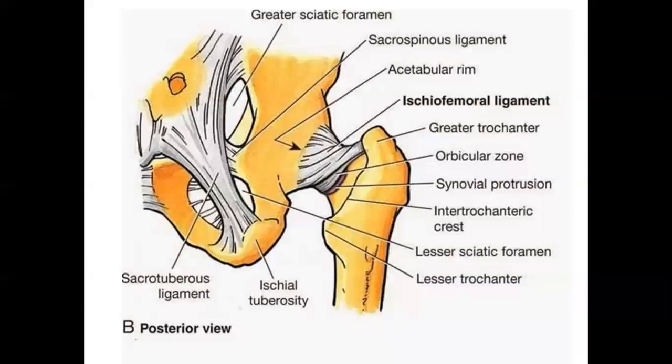Okay. Then we have another ligament that is known as the ischiofemoral ligament. The ischiofemoral ligament is present posteriorly. It is relatively weak and it supports the capsule posteriorly. Above, it is attached to the ischium, posterior and inferior to the acetabulum. From the ischium, its fibers spiral around the neck of femur to be attached to the greater trochanter of the femur. This one. Okay.